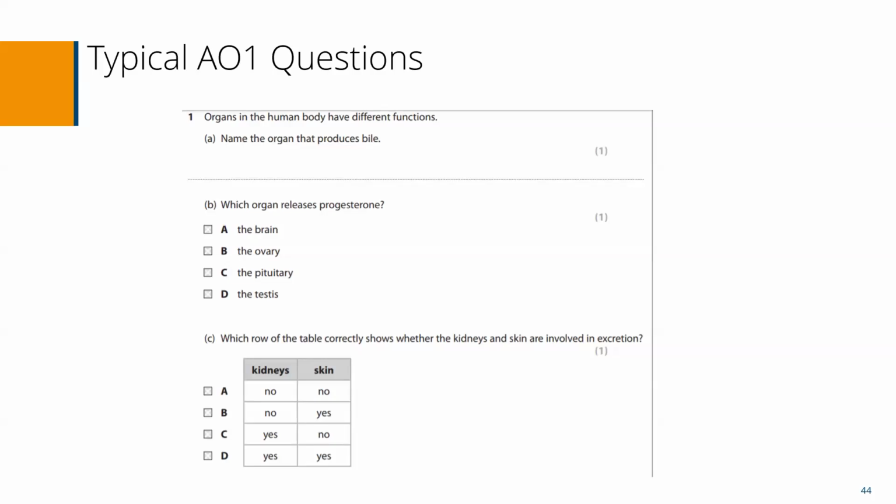The brain. Oh yeah, it'll be the brain. A. I never read the rest. I didn't think about it. So I need to sort of go, right, okay, which organ releases progesterone?